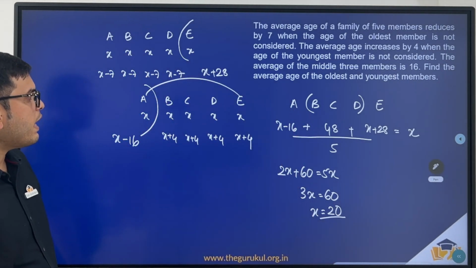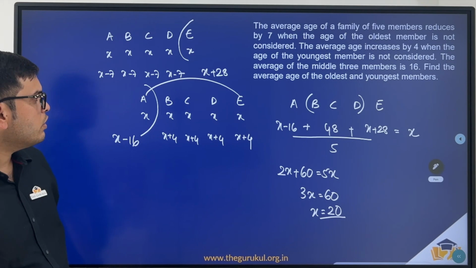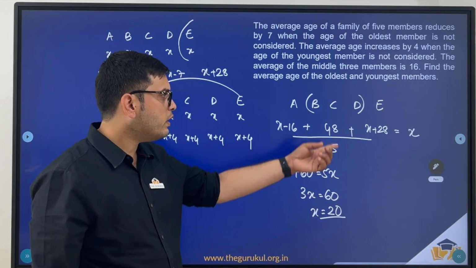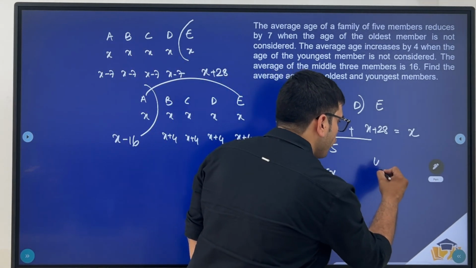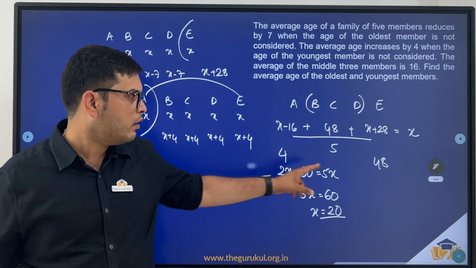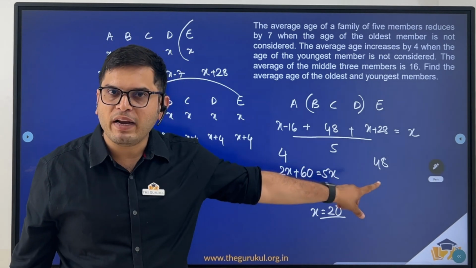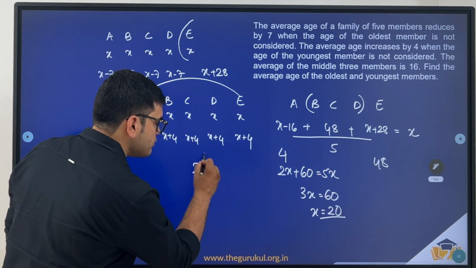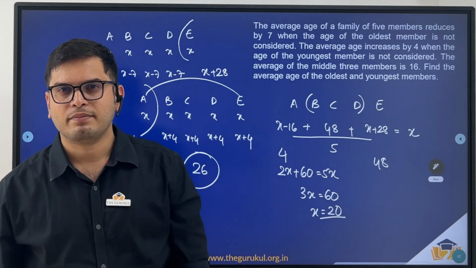Now what was asked? Find the average age of the oldest and youngest members. So if X is equal to 20, the age of the oldest person would be 48. Age of the youngest is 4. So we are asked to find the average of these two: 52 by 2, 26 years should be the answer for this question.